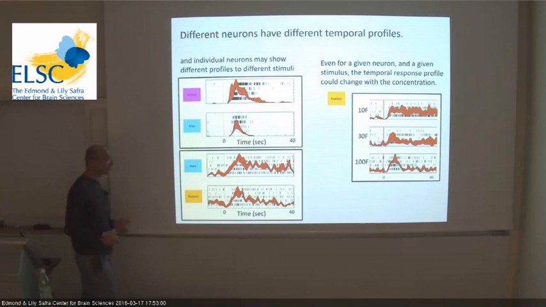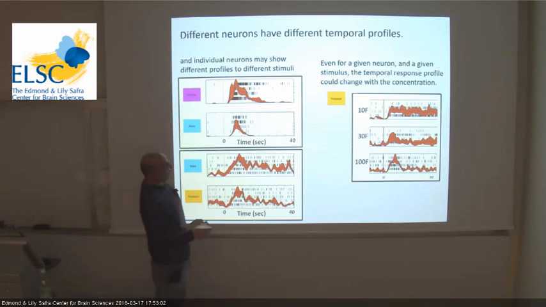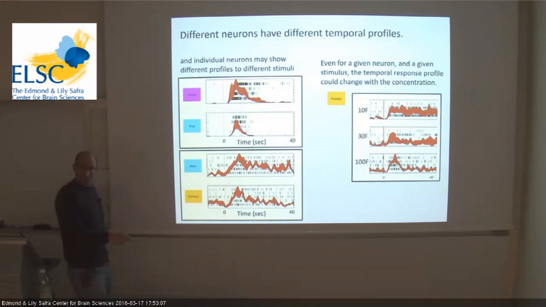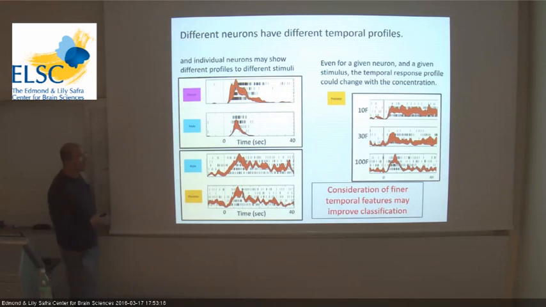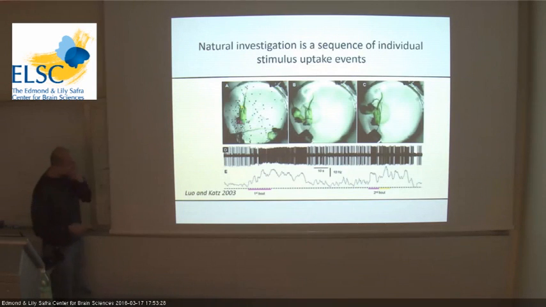And it's even worse because for different concentrations, for a given stimulus and a given neuron, you may have different temporal response profiles. This is not as clean of an example, but you can see that the response is more rapid for a higher dilution, a lower concentration. So clearly there's a lot of information, or we think that there's a lot of information in the temporal features, and that's something that we haven't taken into account yet, and we have to take into account to see if this can improve the classification.